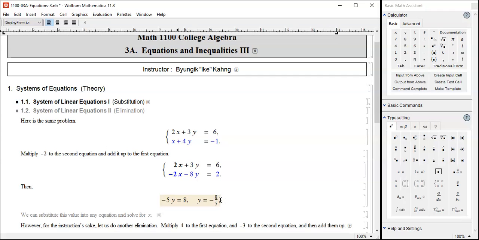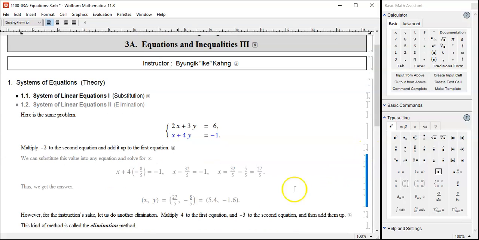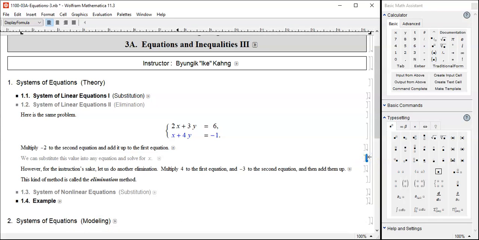So that's the idea behind the elimination. Multiply a strategic number so that I can add up and eliminate. Now that I have y equals -8/5, I can do the same thing as before and plug it into the other equation and then solve. Yeah, I can do that, but for the instruction's sake, let's do this elimination again. So let's come back here, original equation. This time let's eliminate y.